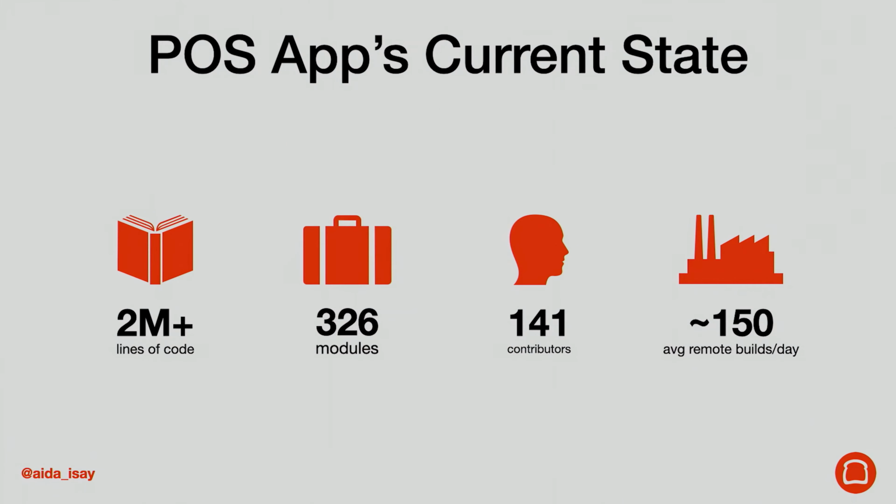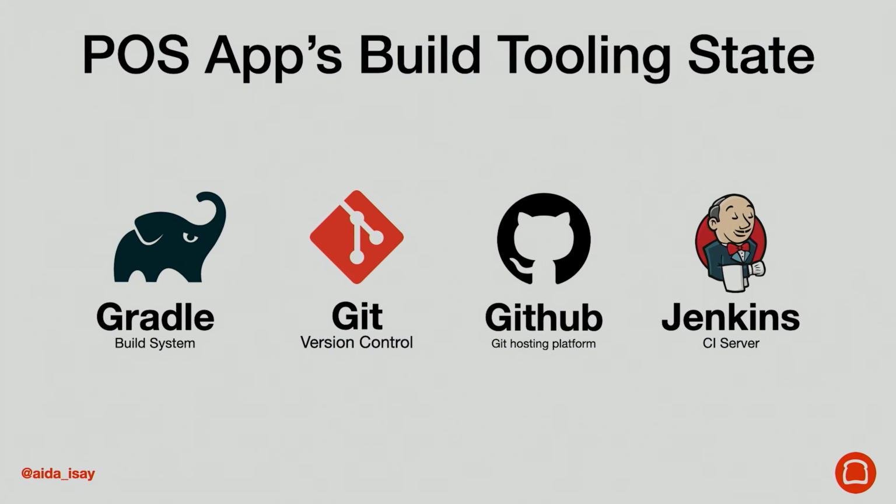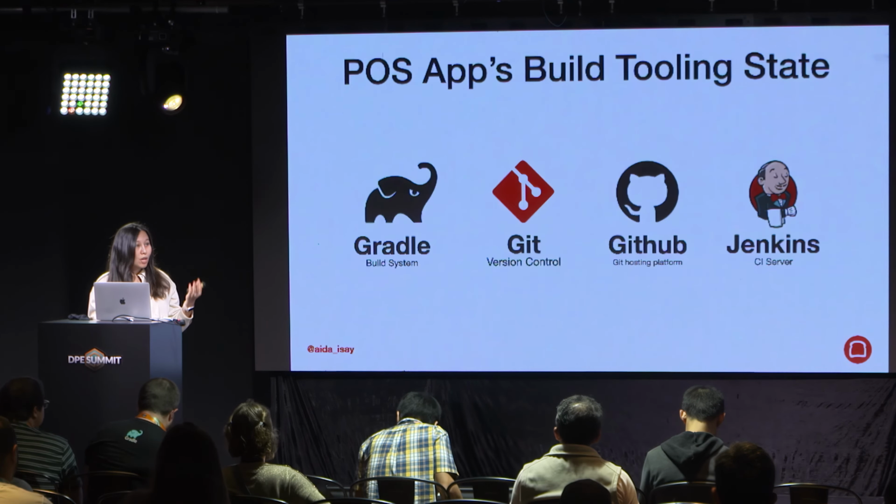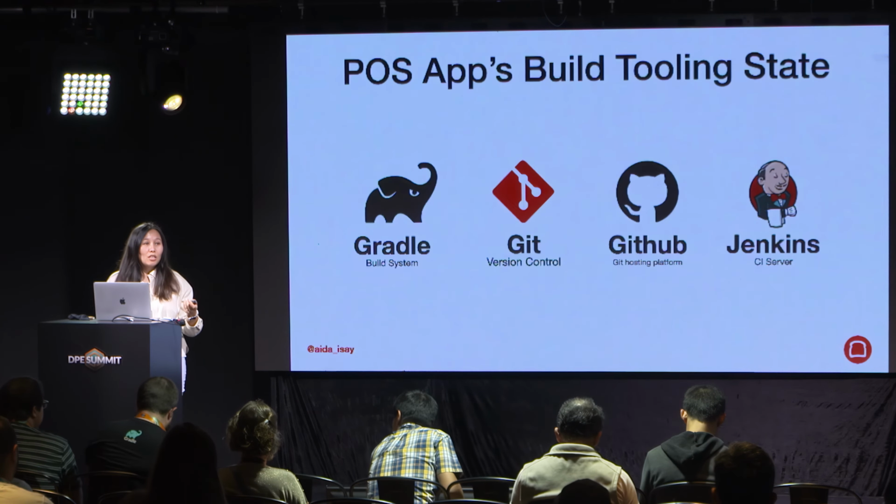Our point of sale app is an Android project with over 2 million lines of code, over 300 modules, Gradle modules we're talking about, and we have over 140 contributors to our code base, and we get an average of 150 remote PR builds a day. Our POS app's build tooling state hasn't changed much since the early days. We use Gradle as our build system. We use Git as our version control, GitHub to store and manage our code, and Jenkins is our CI server.